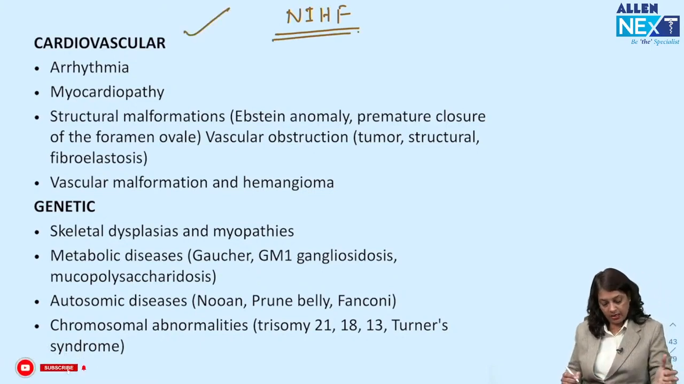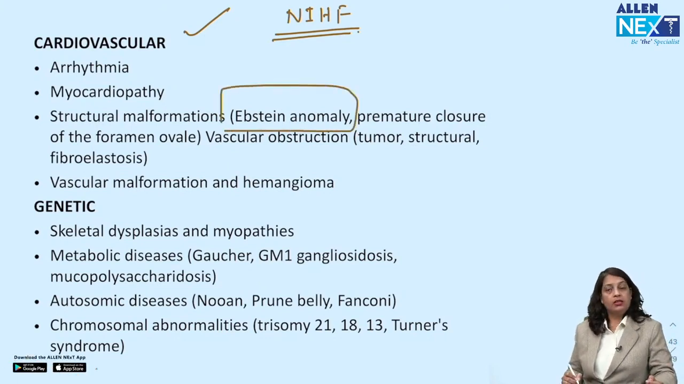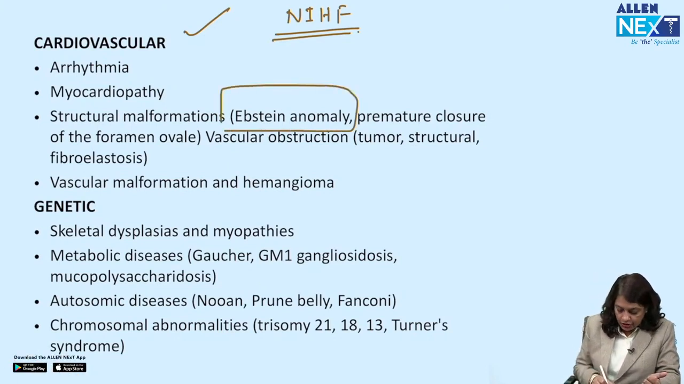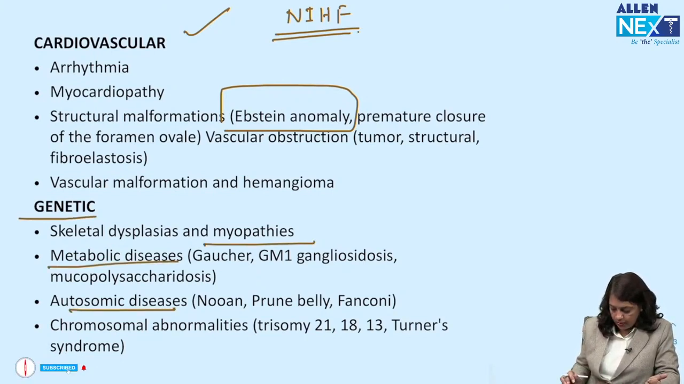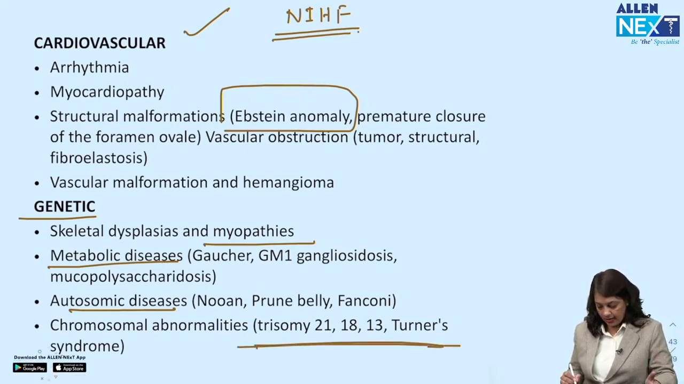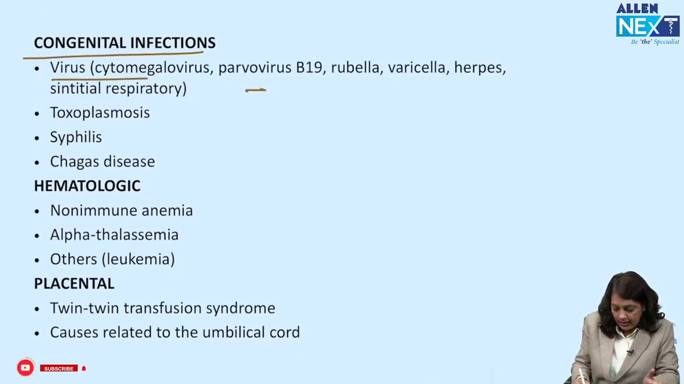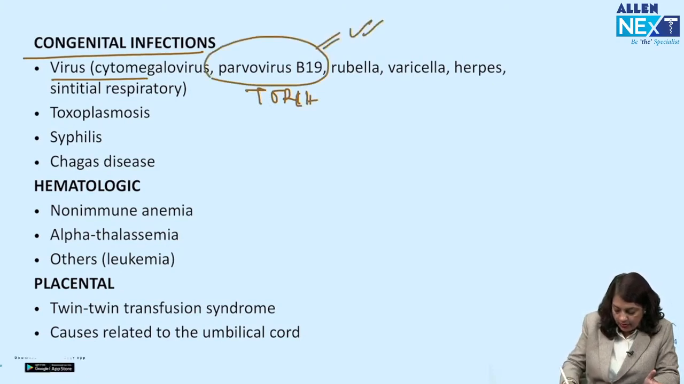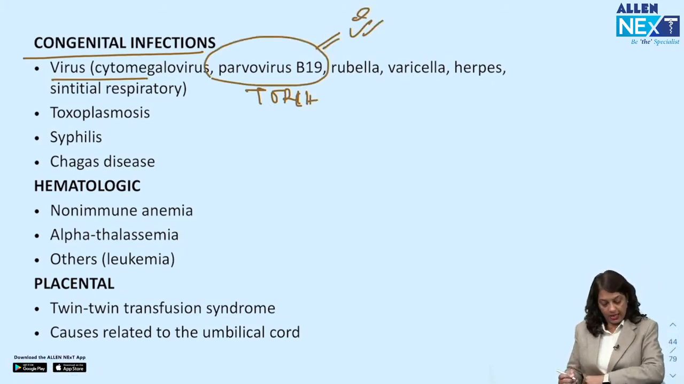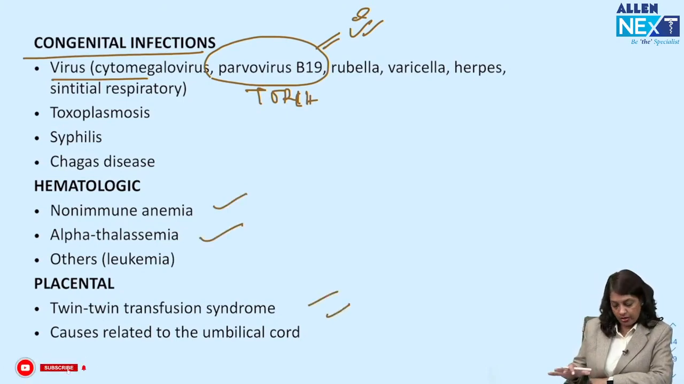Cardiovascular causes are arrhythmias, cardiomyopathies, and Ebstein anomaly, which cause hydrops fetalis. Then genetic causes: myopathies, metabolic disorders, autoimmune diseases, trisomies, Turner syndrome, etc. Then congenital infections like TORCH infections, cytomegalovirus, and parvovirus, which is a very important cause of hydrops fetalis. Non-immune causes include anemia, alpha thalassemia, and twin transfusion syndrome.